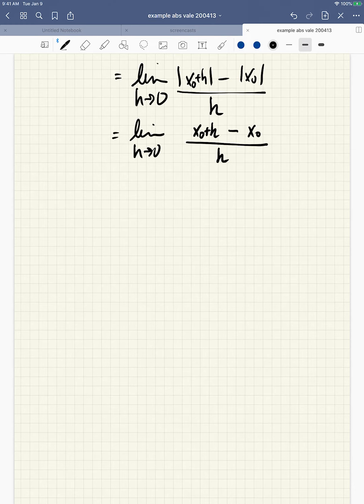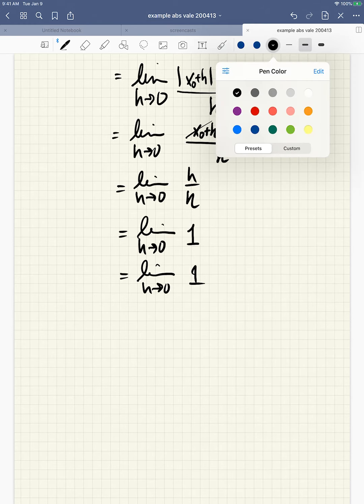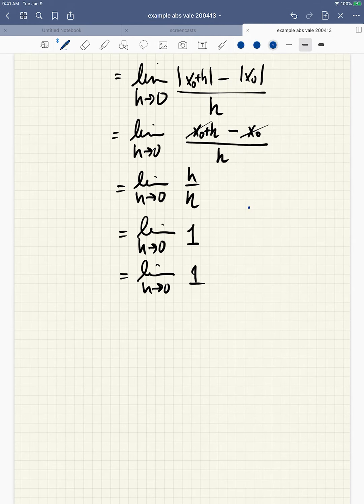Okay. And now I can just do algebra to simplify the numerator. The x naughts cancel, and I'm left with h over h. H over h is 1. And the limit of a constant is the constant. That's 1. Okay. So just to summarize here, if x naught is bigger than 0, then the derivative of the absolute value function is 1 at that point.